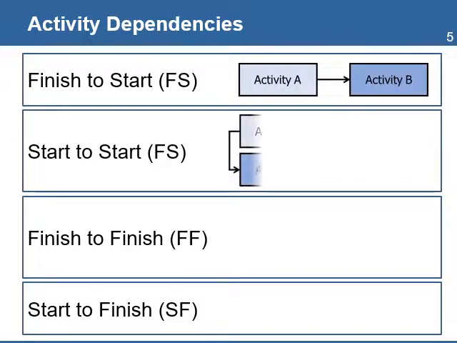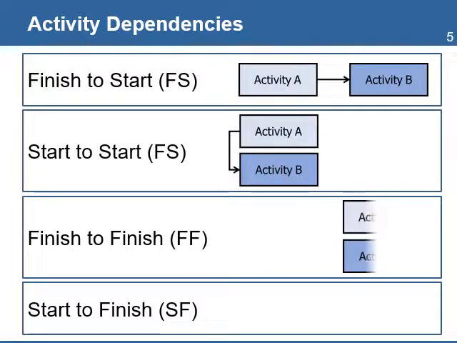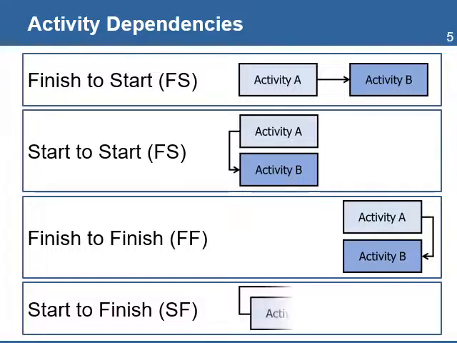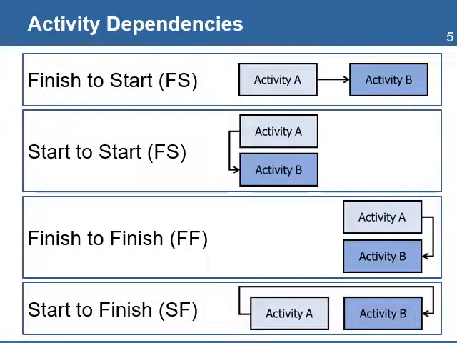Once activities are identified by the type of dependencies, the next step is to define the relationships among these activities. There are 4 types of relationships. Finish to start, in which activity B cannot start until activity A ends. The next is start to start, in which both activities start at the same time. The next is finish to finish, in which both activities need to end at the same time.